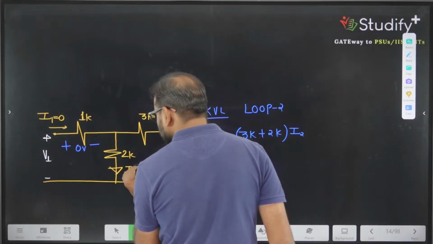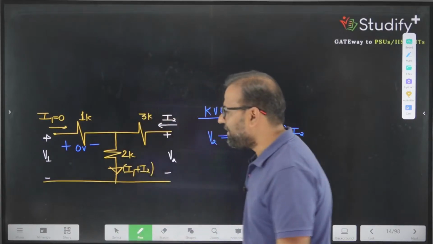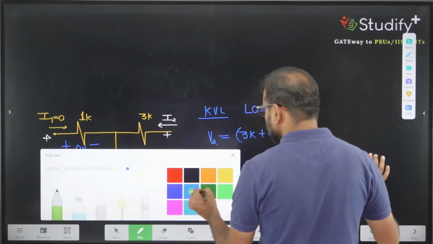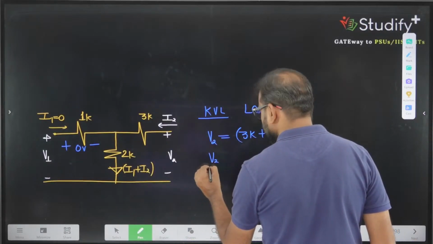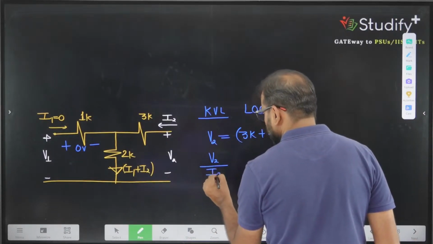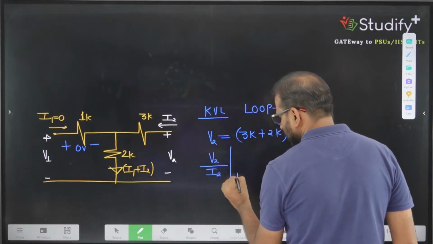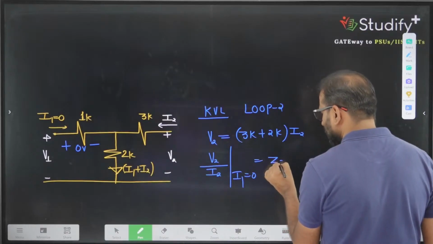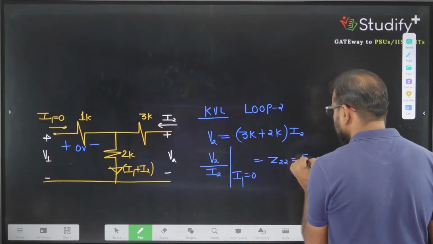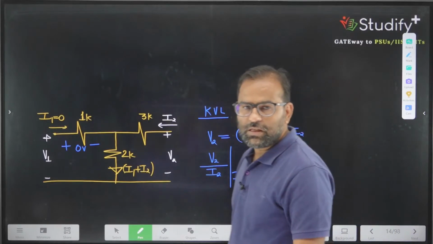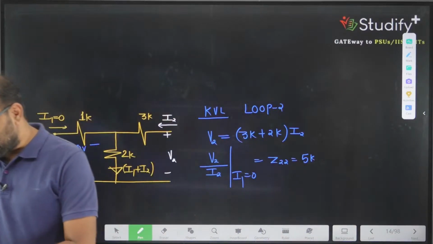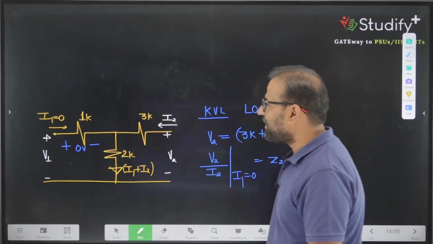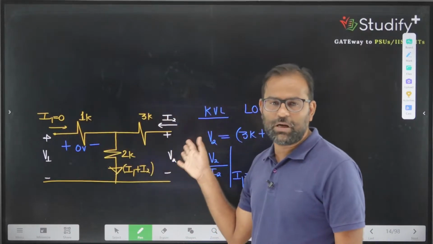If this current is I1 plus I2 and I am making I1 equal to 0, what you are having is 3K plus 2K. So you can say that the ratio of V2 divided by I2, with I1 equal to 0, is what? Z22, and the value of Z22 is 5K. Correct? What else do we need for this? One more parameter that we require: when you made I1 equal to 0, you measured the value of V2.